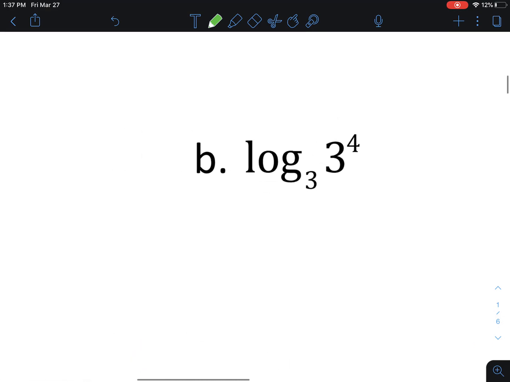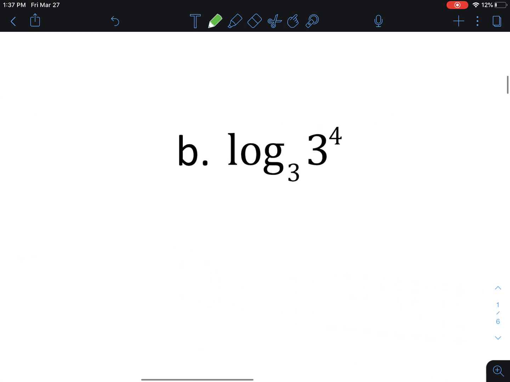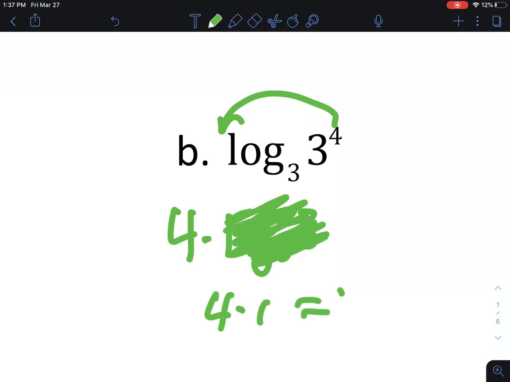Letter B is actually easier. This one's even easier. It's already done for you. This one we had to kind of rewrite them with the same base. This one already has the same base. See that? The 4 goes in front. 4 times log base 3 of 3. But log base 3 of 3, same base, same value, is 1.